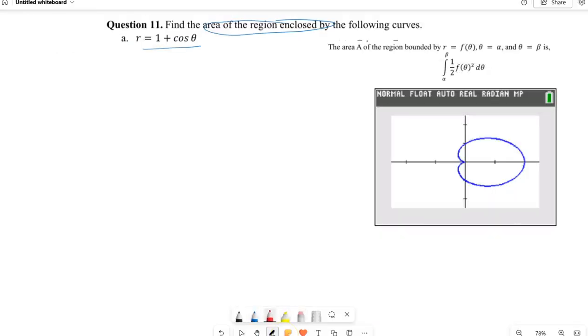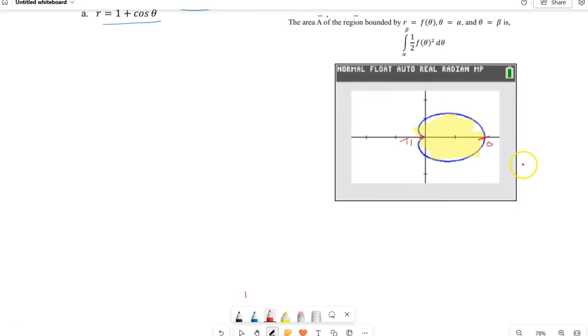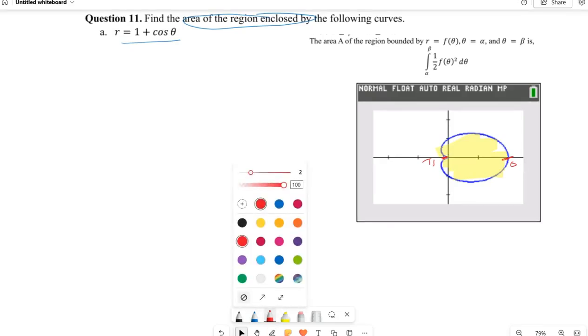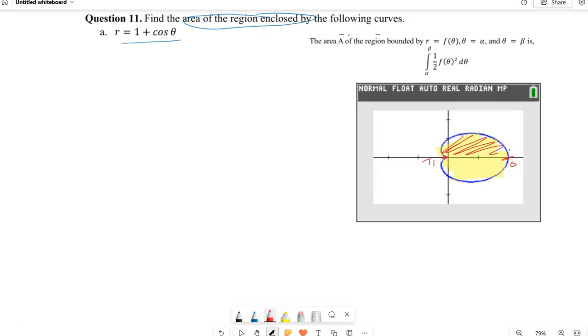I have this graph on my whiteboard. You can see we need to find all this area. So if you remember correctly, this was 0, this is theta pi, and theta is going from 0 all the way to pi, and then pi to 2 pi. This is one full revolution of the graph, okay? So if I just find from 0 to pi, that should be good enough, and then I can double it up.